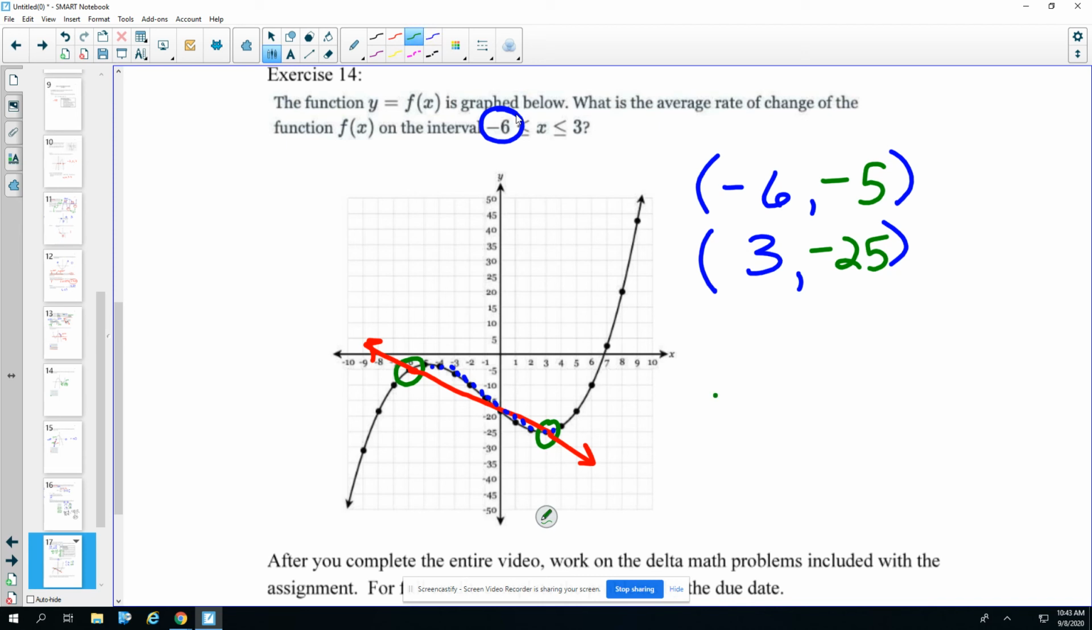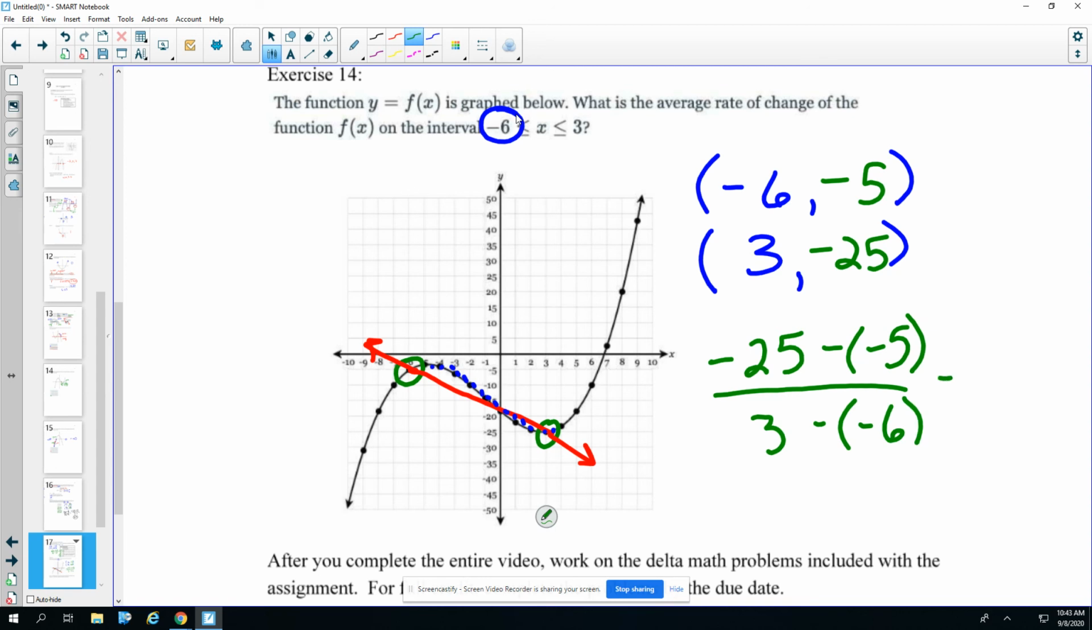So let's just set up our slope formula. So y2 minus y1 over x2 minus x1. So when I simplify this one, it actually doesn't reduce. It's going to stay as a fraction. So the top is 20. Okay, so -25, you end up +5. Sorry, -20. And the bottom, 3 plus 6 is 9.